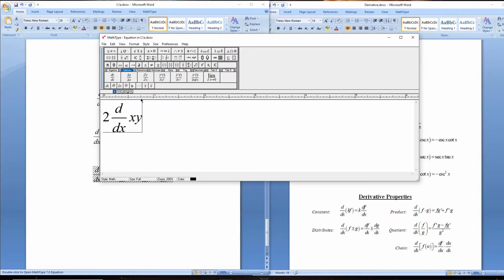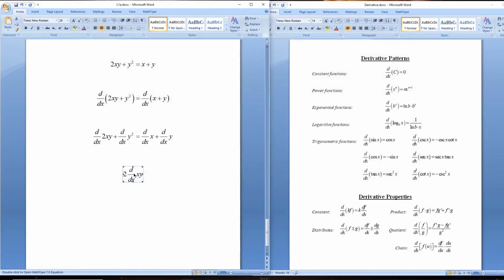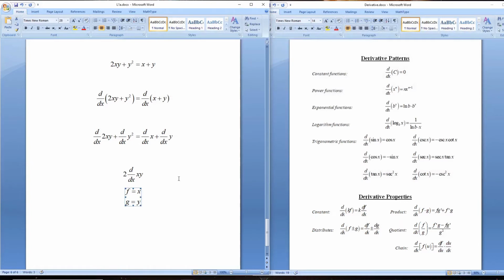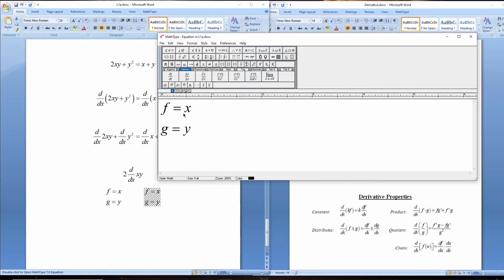Also recognize this is a product rule. So we're going to define f to be x and g to be y. Once we define those pieces, we take the derivative with respect to x. Again, that's a crucial thing. What you take your derivative with respect to is absolutely important. All these derivatives are with respect to x. The derivative of x is 1.